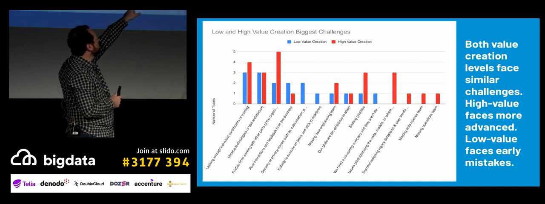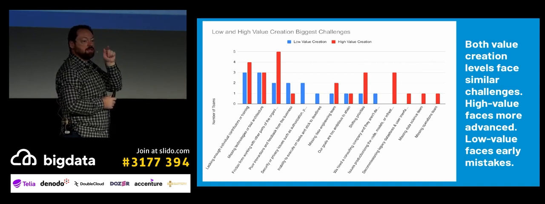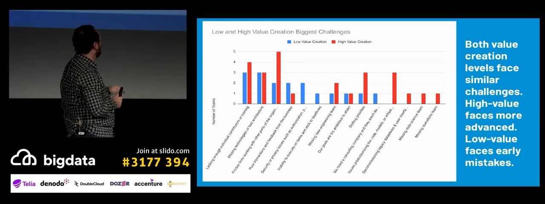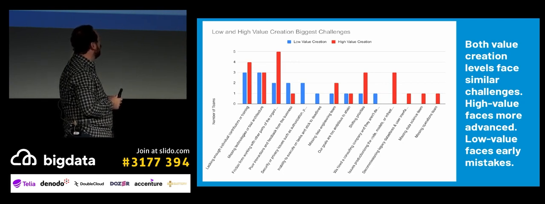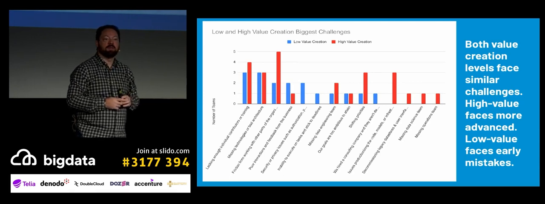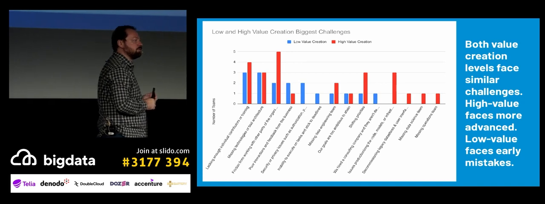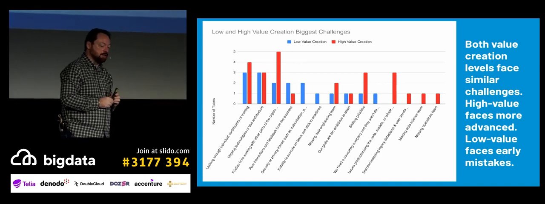But you can also see there in the middle that the low-value teams experienced some challenges that the high-value teams didn't. And that was specifically on security and privacy. But the biggest one is inability to execute. That's what happens when you are a low-value team. There's this very specific inability to execute.